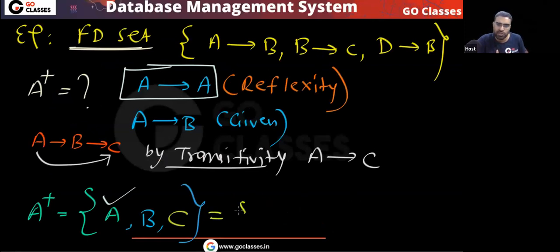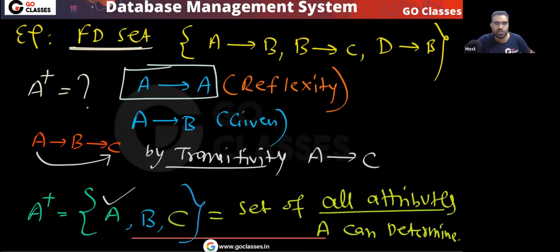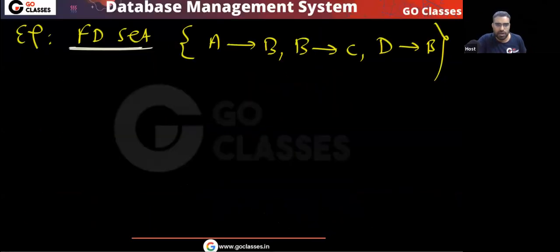So this is your set of all attributes A can determine. Is this understood? Did you understand the concept of closure? This is the set of all attributes that A can determine. Understood? Now, tell me the next.